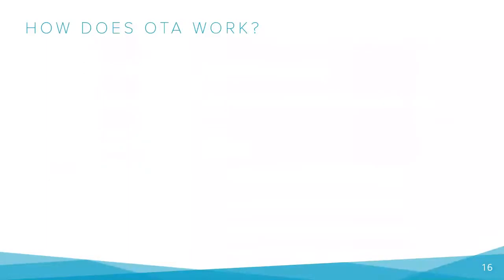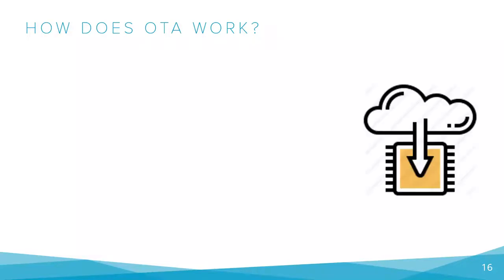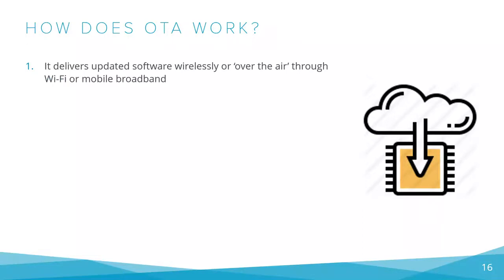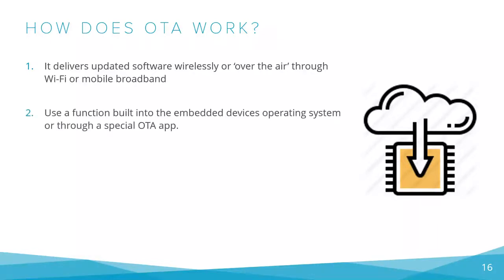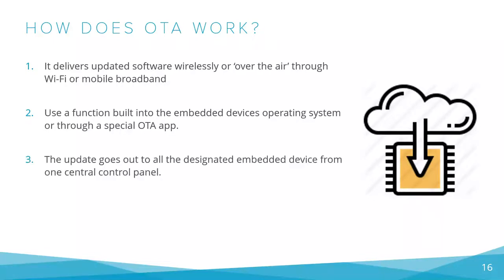Moving ahead, let's understand how OTA, that is over the air, actually works. The OTA process is self-explanatory in that it delivers updated software wirelessly, or over the air. These updates are distributed over Wi-Fi, mobile broadband, or sometimes Bluetooth, using a function built into the embedded device operating system, or even through a special OTA app that is given root access. The update goes out to all the designated embedded devices from one central control panel.